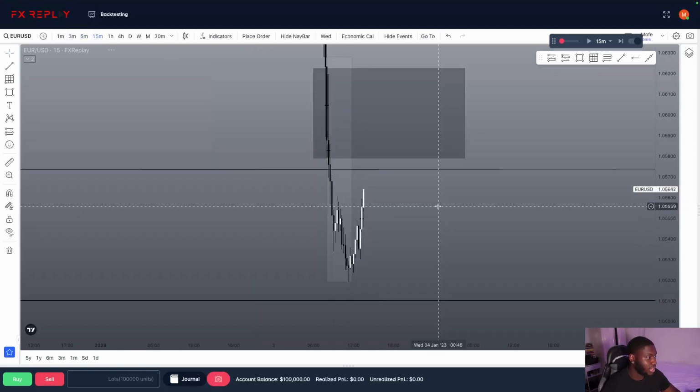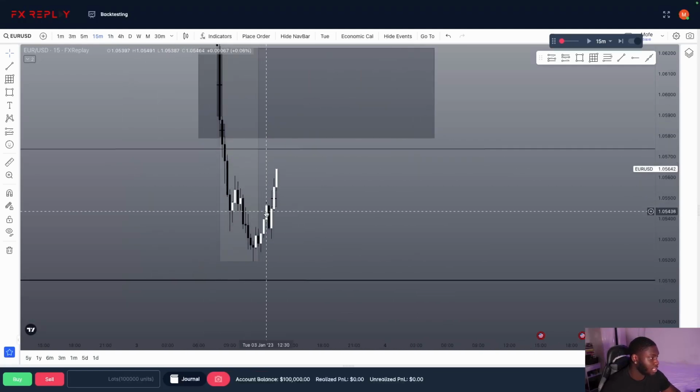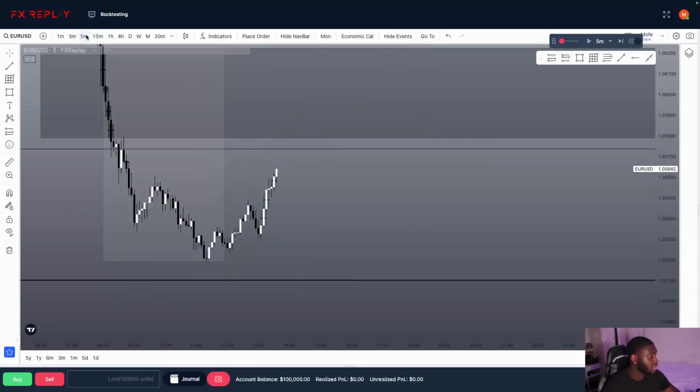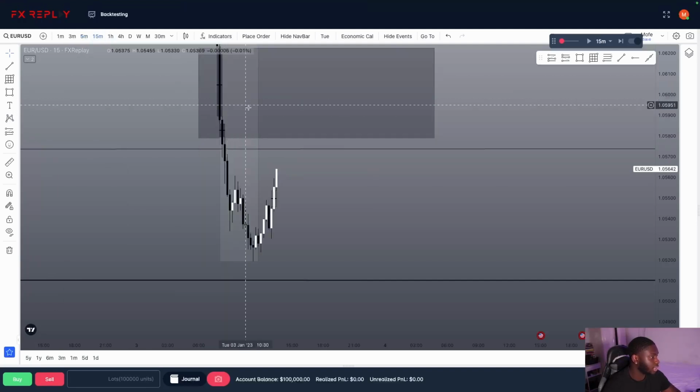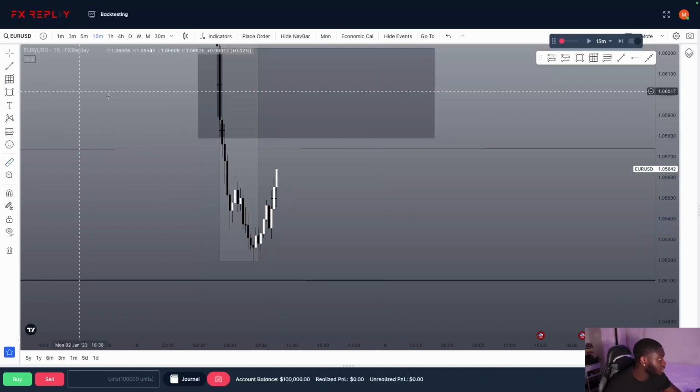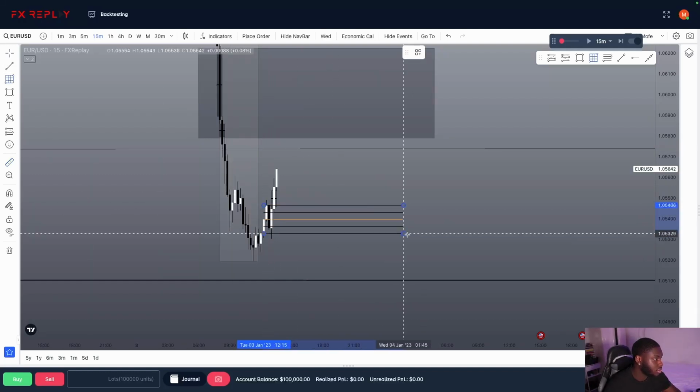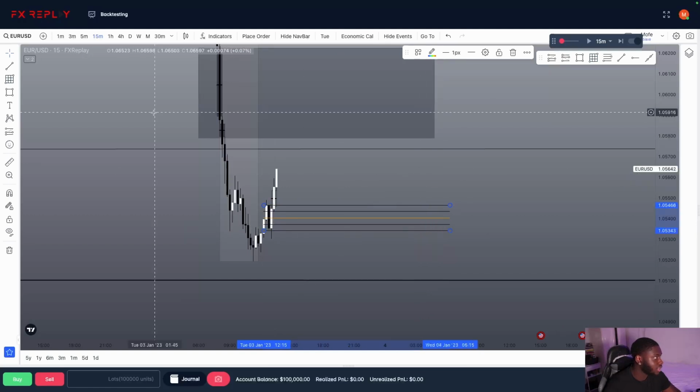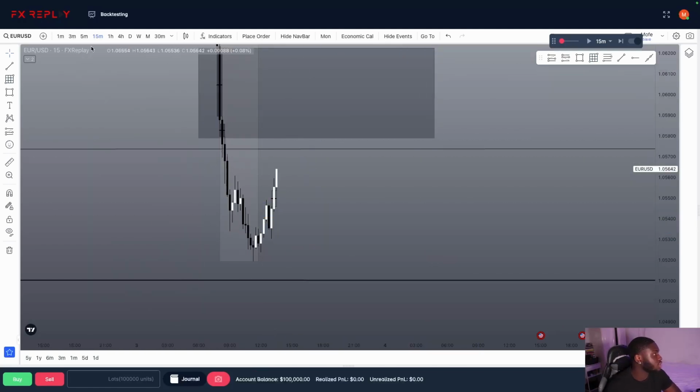I don't think I'll be able to find another entry unless this is an M15 flip zone. It is. Okay, so the only potential area we can enter off of again is here. This M15 flip zone. This is a 10 pip flip zone. So same thing, fib levels. And I'll show you why this is valid in a second. So let me delete the fib zone so it's a lot easier to see.